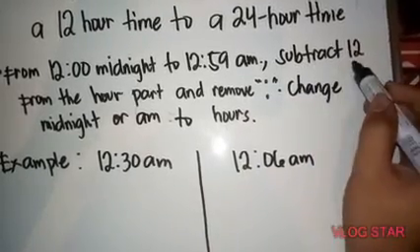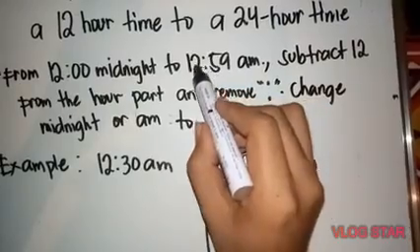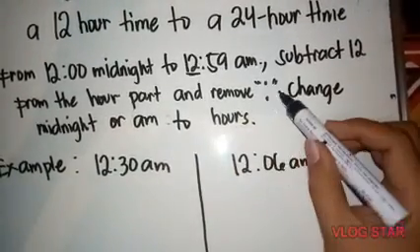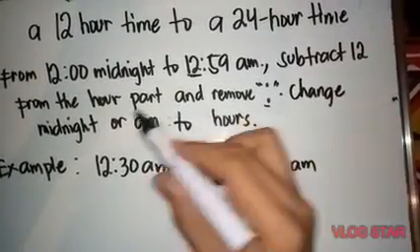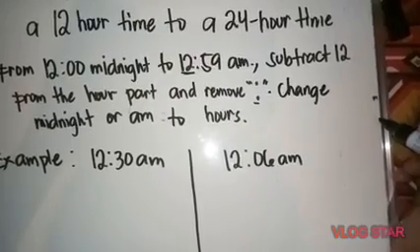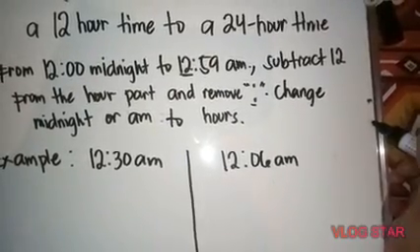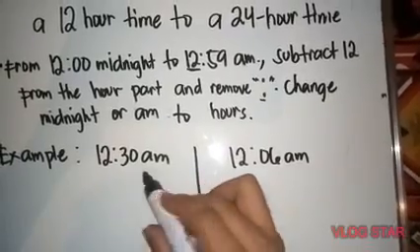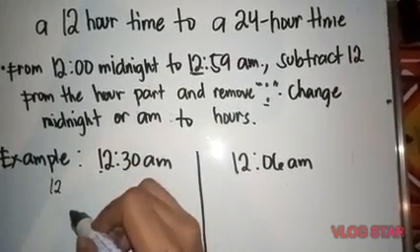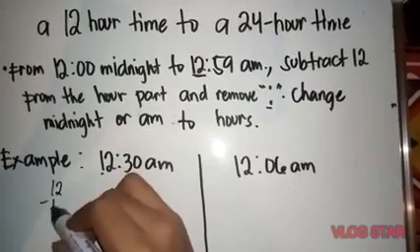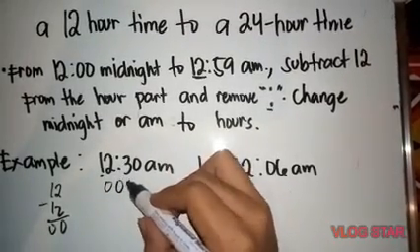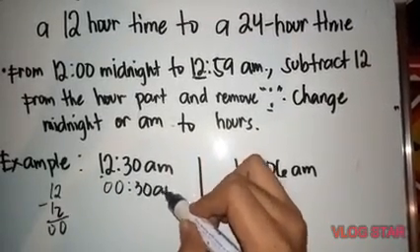First, subtract 12 from the hour part, which is this one. This is the hour part. And remove this sign. Change the midnight or AM to hours. So for example, 12:30 a.m., then we will subtract 12 here. 12 minus 12, the answer is 0, 0. So 0, 0, 30 a.m.